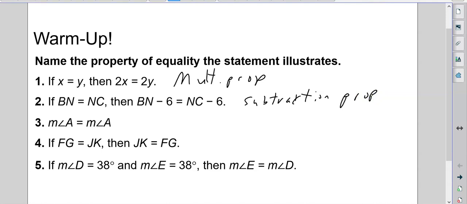The measure of angle A equals the measure of angle A. It equals itself. When you look at yourself in the mirror, it's a reflection. So that's the reflexive property.